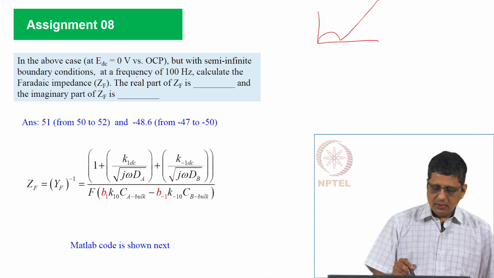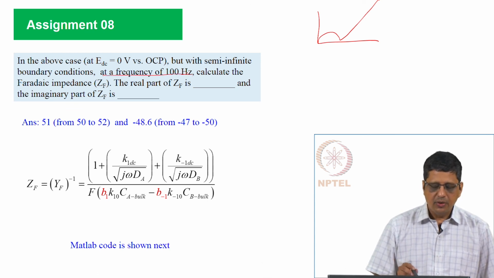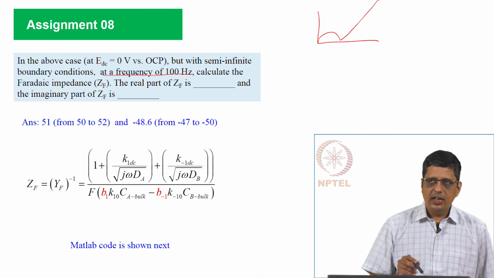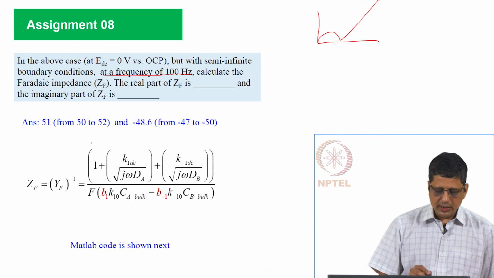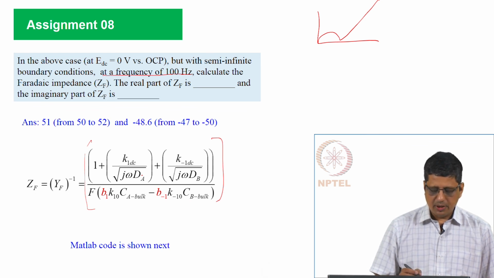Then you are also asked, at a given frequency of 100 hertz, that is a finite frequency, what is the real value and the imaginary value for the Faraday impedance. Now, all you have to do is to substitute in this expression and then calculate the real part and the imaginary part.